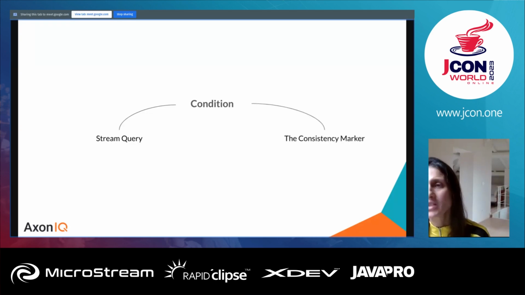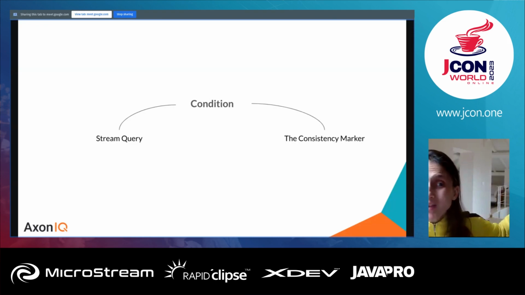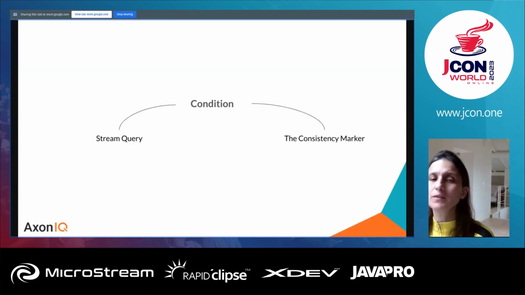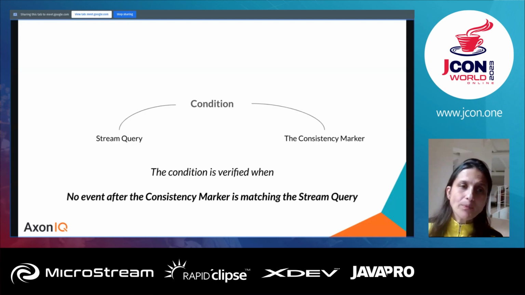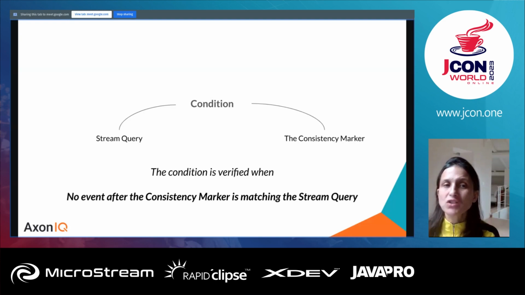And second, the consistency marker. The consistency marker represents the offset of the last event that was included in the decision model. In other words, it represents the fact that the message handler, at the moment it took the decision to publish some events, was up to date to that specific offset. So the condition is verified when no event after the consistency marker is matching the stream query.